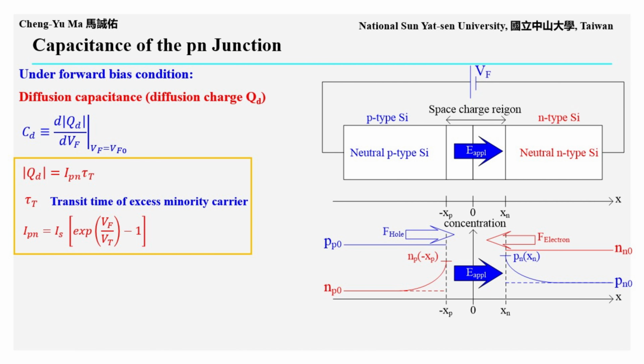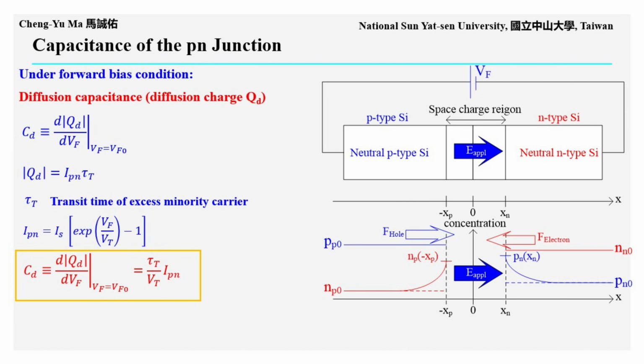The diffusion charge QD can be written as the conduction current of the PN junction, IPN, multiplied by the transit time of the minority carriers inside the PN junction, tau t. Also, IPN equals IS multiplied by exponential of VF divided by VT minus 1. After substituting the diffusion charge QD into the equation, we can obtain that the diffusion capacitance CD equals tau t divided by VT multiplied by IPN. Since IPN has an exponential relationship with the forward bias, the diffusion capacitance CD also has an exponential relationship with the forward bias.